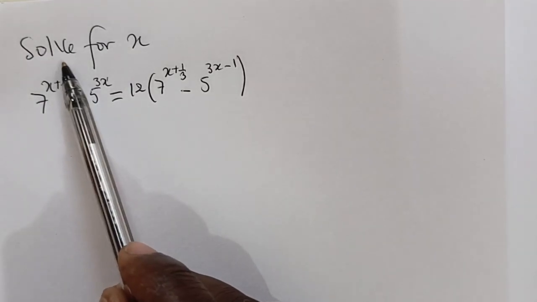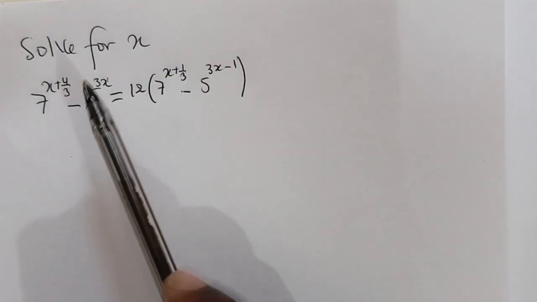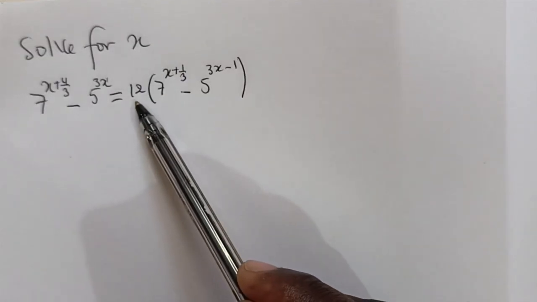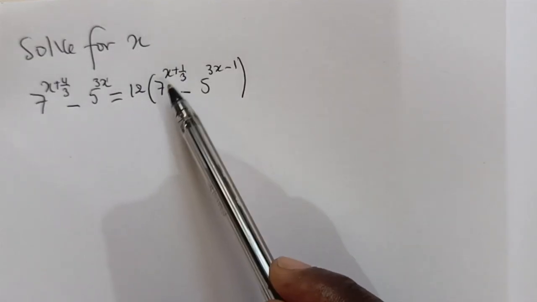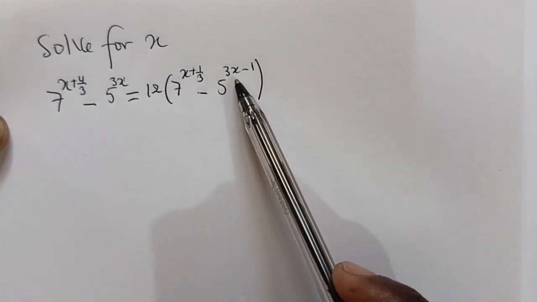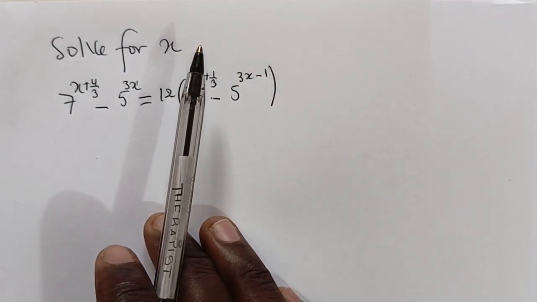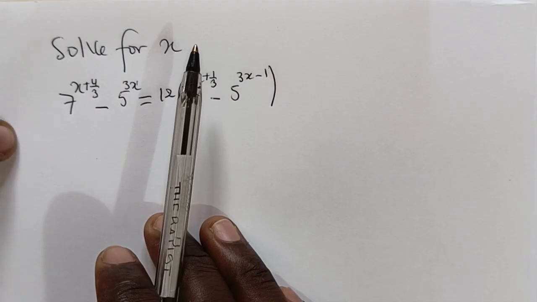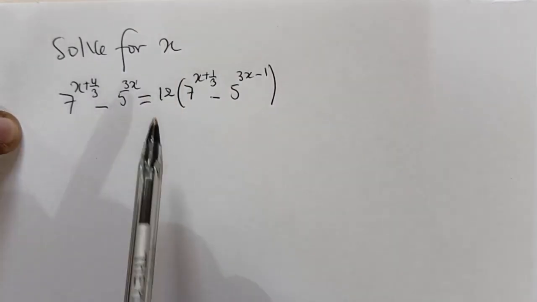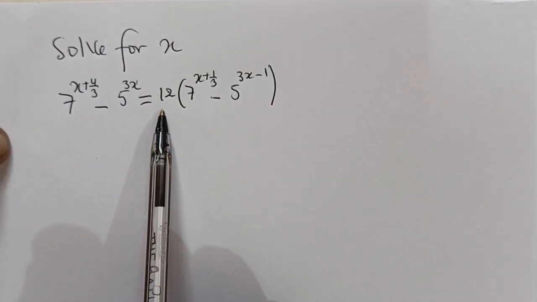Now we have the question to solve for x. We have 7 raised to x plus 4 over 3 minus 5 raised to 3x, which is equal to 12 into 7 raised to x plus 1 over 3 minus 5 raised to 3x minus 1. Let's do this question together with you. And I want to remind you that this question was given in National Examination 2026 in Rwanda.